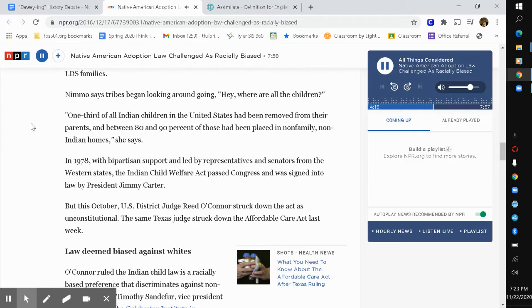Nemo says tribes began looking around going, hey, where are all the children? One third of all Indian children in the United States had been removed from their parents, and between 80 and 90% of those had been placed in non-family, non-Indian homes. In 1978, with bipartisan support led by congressmen and senators from the western states, the Indian Child Welfare Act passed Congress and was signed into law.